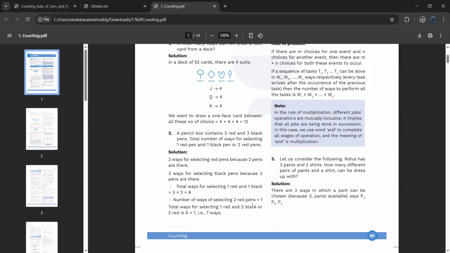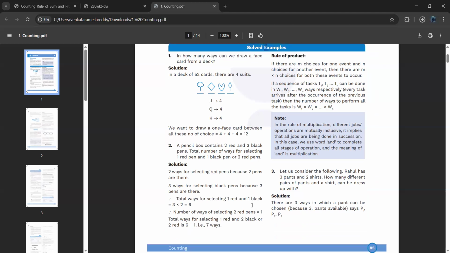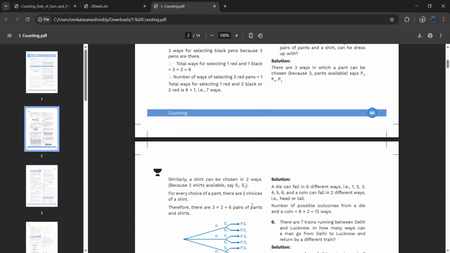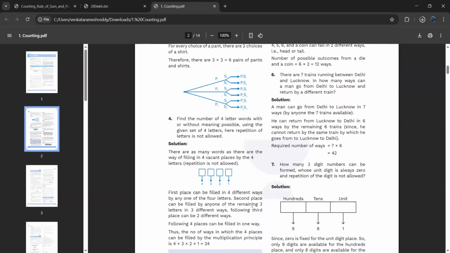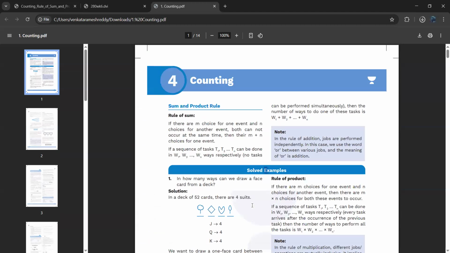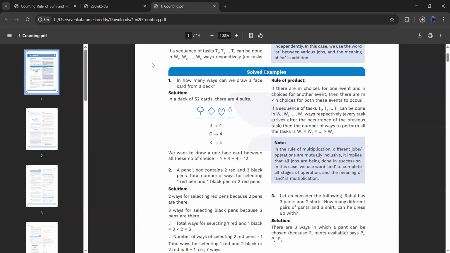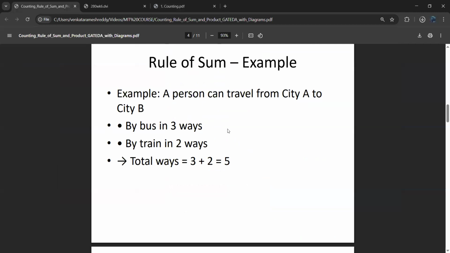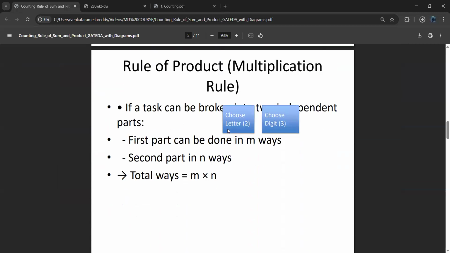Next one you see. Most of the problems are rule of product only. So we'll see rule of product also. It means rule of multiplication. That is, we will call it rule of multiplication.